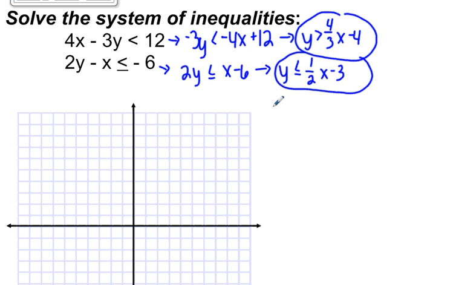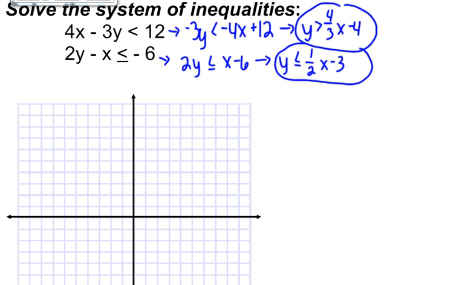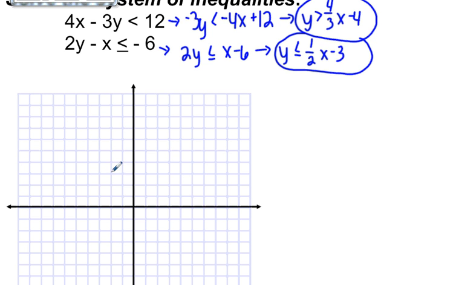So for my first inequality, I am going to start with my y-intercept at negative 4, and then I'll be moving up 4 and to the right 3. Now, for connecting my points together, this is the greater than inequality, which means that when I connect the points on my graph, I want to be sure to use the dashed line.